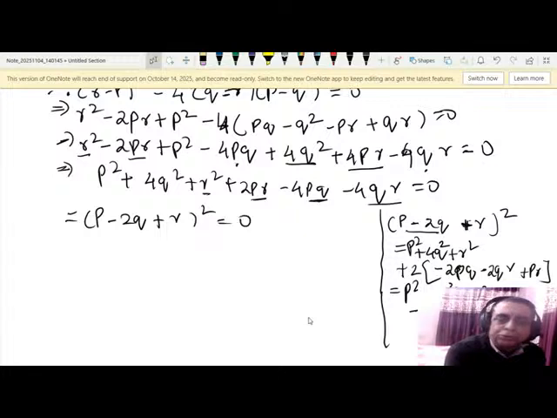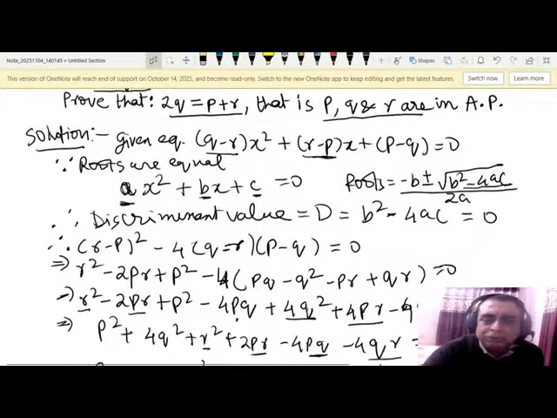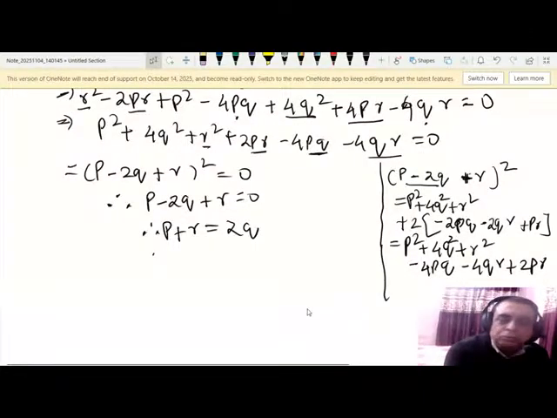So that is equal to 0. When the square of some expression is equal to 0, the expression free from the square will also be equal to 0. So we are getting p plus r minus 2q equals 0. Bring minus 2q to the other side. So 2q is equal to p plus r. So it was asked to prove this, hence we have proved it.